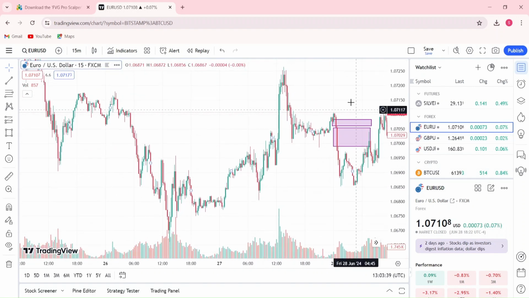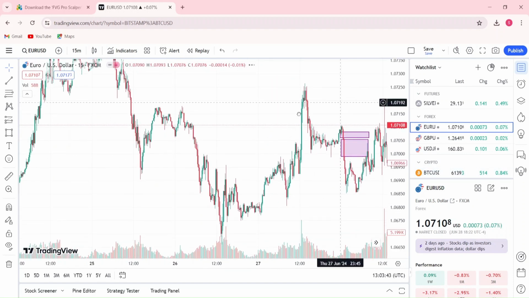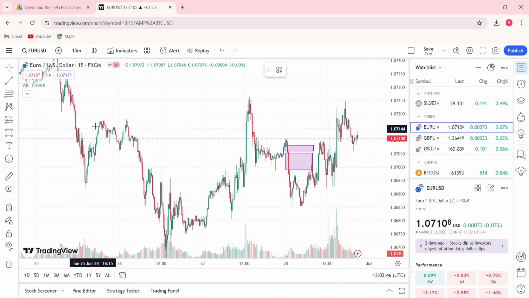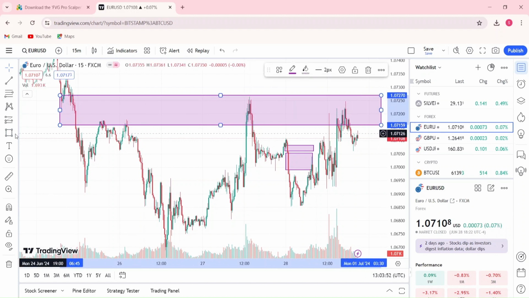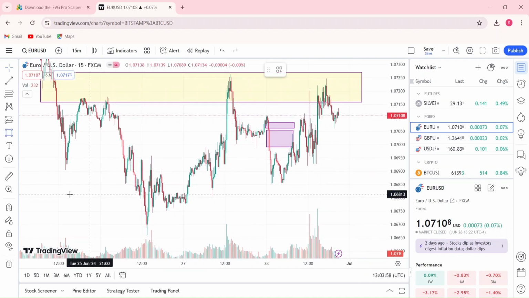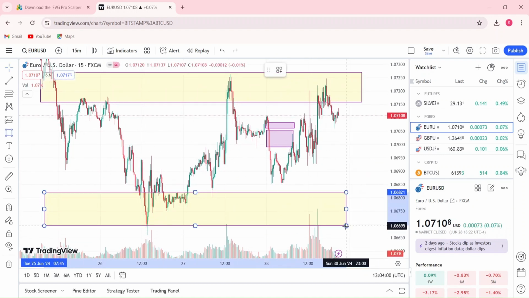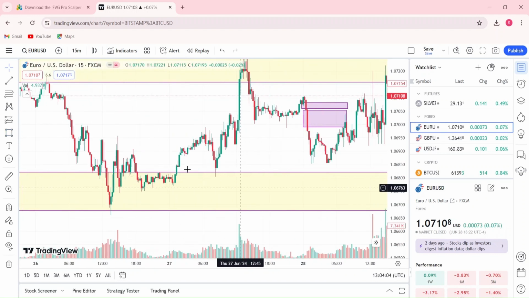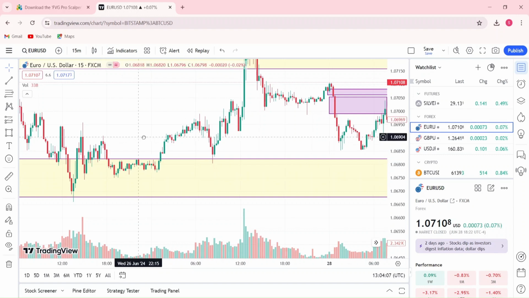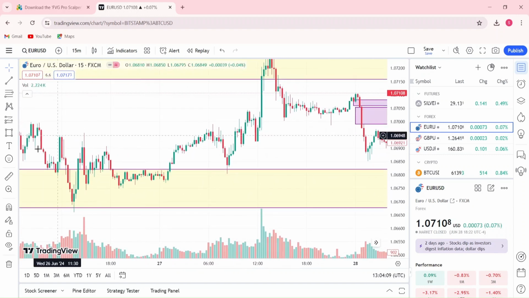Another very important thing about fair value gap is they either have to form in this resistance area and this resistance area for it to become more productive, or they need to be in this support area. So these areas where there is a fair value gap, then it is of topmost importance.